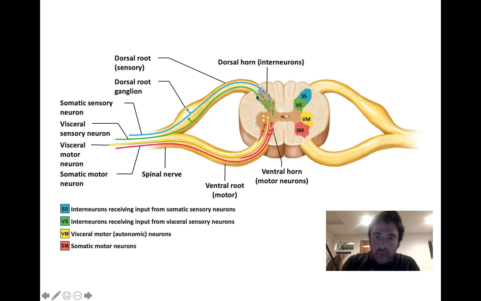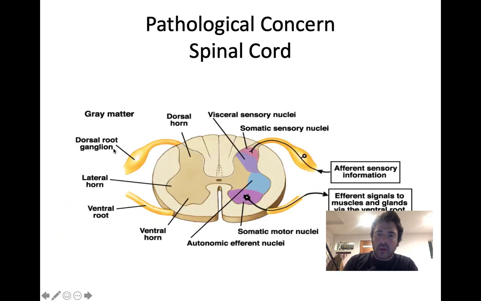So the posterior gray horn is predominantly responsible for sensory functions. The lateral gray horn houses autonomic motor neurons, which regulate autonomic motor functions, and the anterior gray horn houses somatic motor neurons, which regulate the activity of skeletal muscle. Now, when you think about spinal cord injury, we'll think about some pathologies of concern.